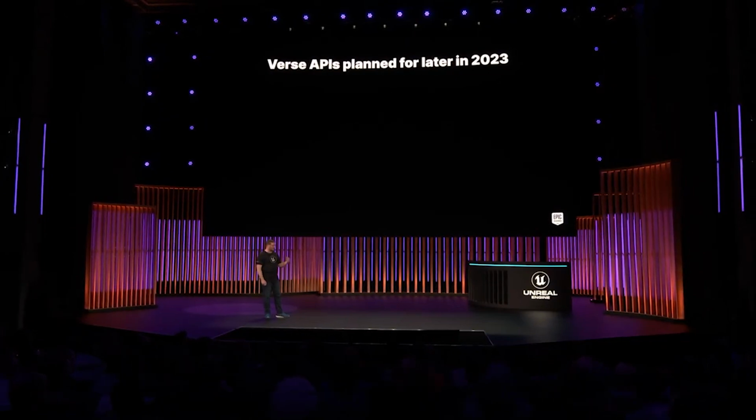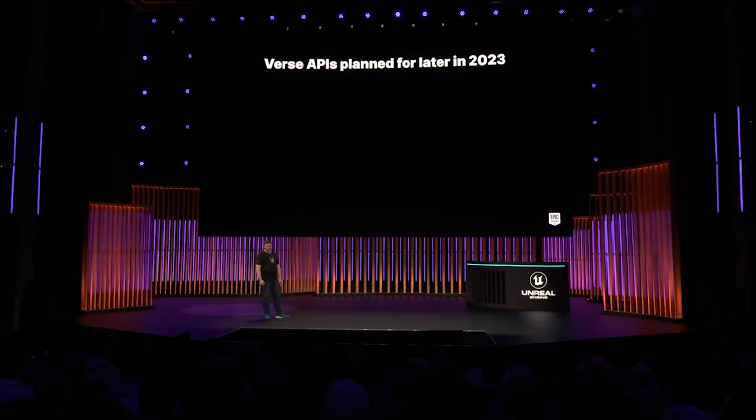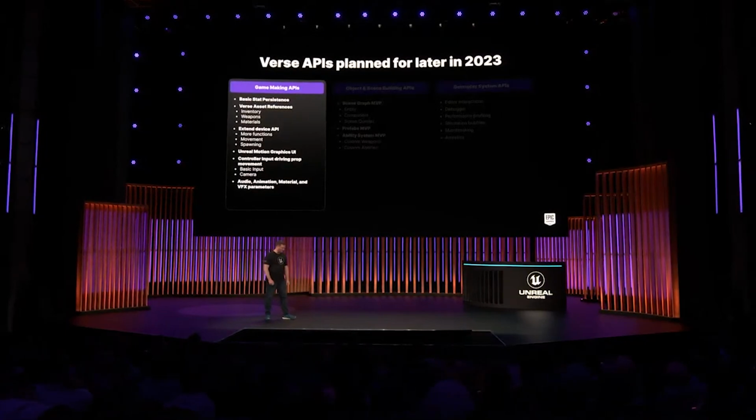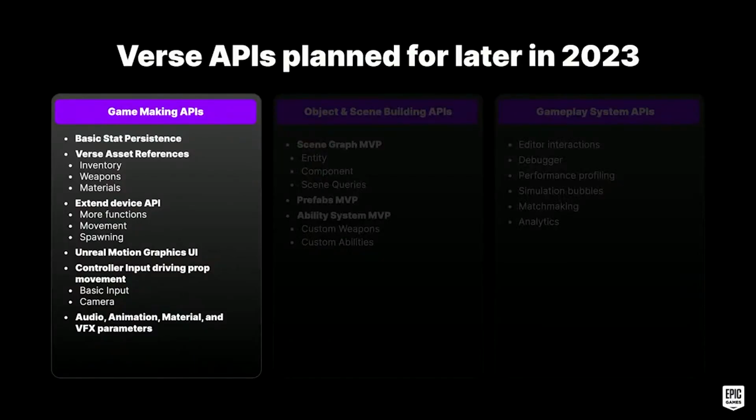So I want to look a little bit further out at what we plan on doing this year as well as in the future. I went to one of the indie showcases last night where you get to play a lot of games. And I would say there's only a small percentage of those you could build in UEFN today. That's because a lot of them want things like persistence. They want things like basic input and camera control. And so these are the type of features we want to add over the remainder of the coming year.